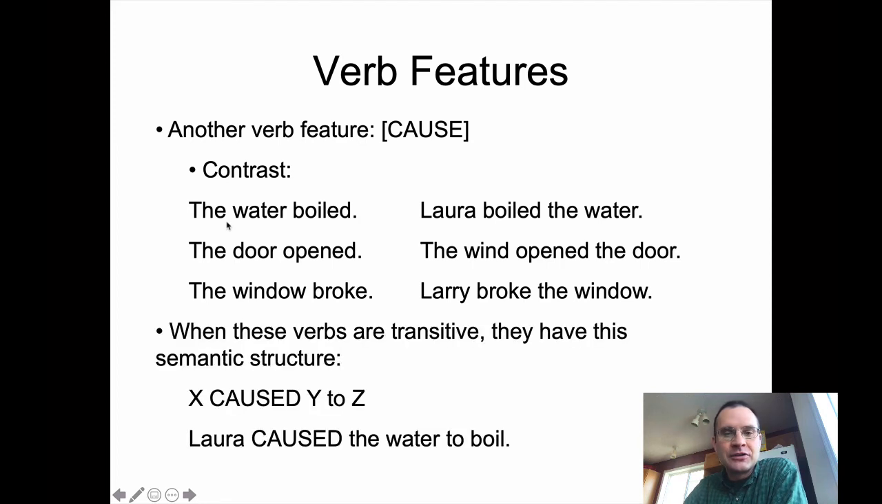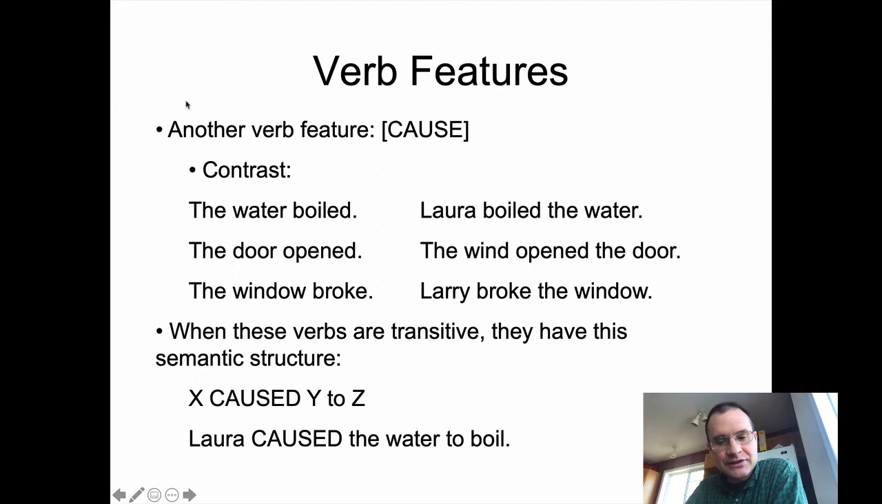The door opened versus the wind opened the door. The window broke versus Larry broke the window. When these verbs are transitive, they have this semantic structure. So like Laura caused the water to boil. She is not the heat itself that is boiling the water, but she can make it happen, right? She can put the water in a context where there's enough heat to make it boil.